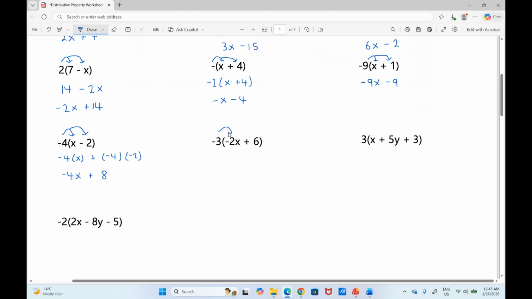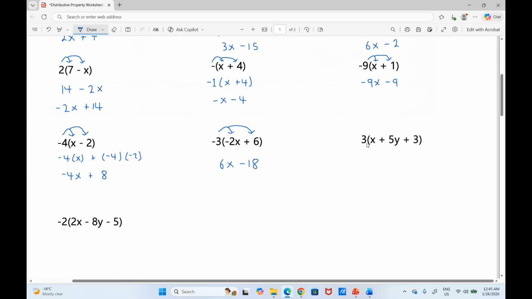Okay, let's keep going. Negative 3 times negative 2x and times positive 6. So negative 3 times negative 2. Two negatives multiplied together get a positive. So I'm going to get 6x. And negative 3 times positive 6 is going to be negative 18, sorry, so 6x minus 18.